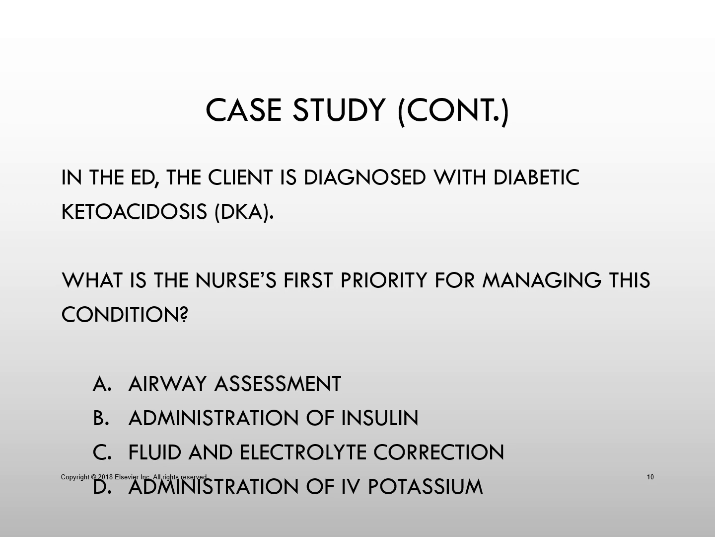So in the emergency department, the client is diagnosed with diabetic ketoacidosis. What is the nurse's first priority for managing this condition? Is it airway assessment, administration of insulin, fluid and electrolyte correction, or administration of IV potassium? The correct answer is A. The first priority is airway management, rapidly followed by the administration of insulin, fluids, and correction of any electrolyte imbalances.